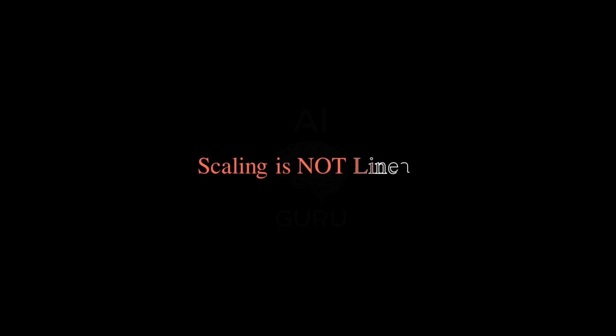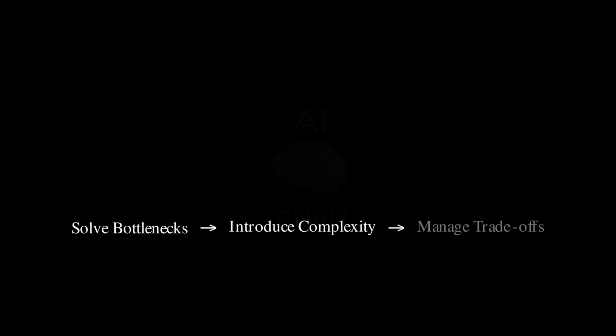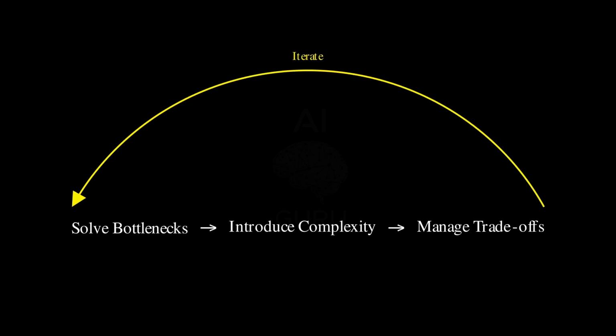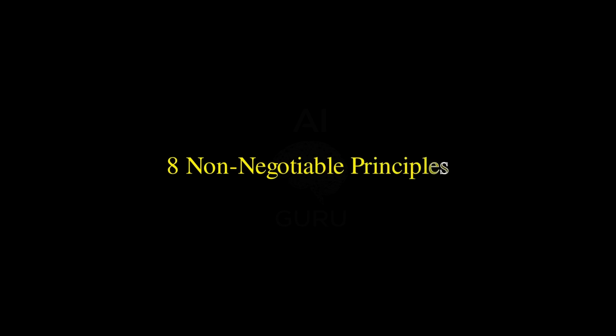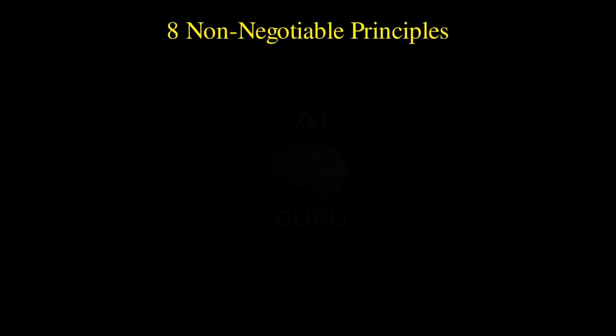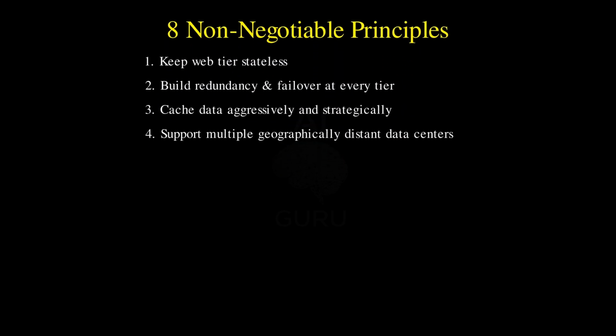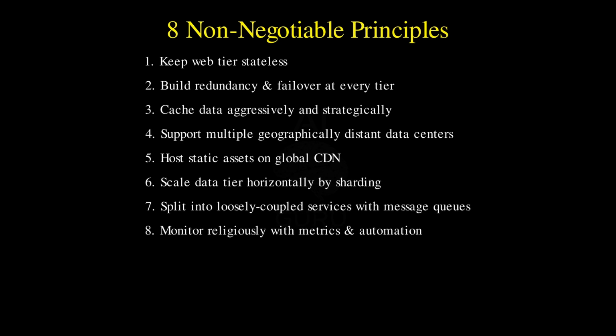It's quite a journey. And this journey shows that scaling is not linear. It's an iterative process of solving bottlenecks by introducing complexity and then managing the trade-offs that complexity brings. And that blueprint for success really distills down to these 8 non-negotiable architectural principles for supporting massive scale. Let's hear them. 1. Keep the web tier entirely stateless.